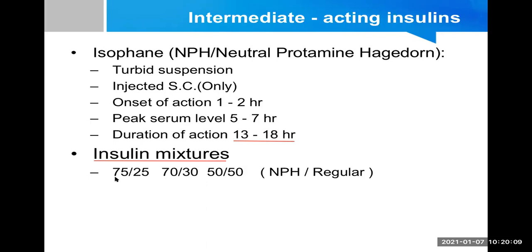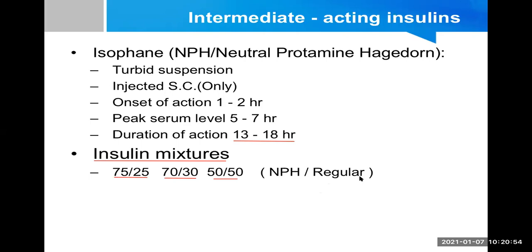A common type of mixture is 75 to 25, 70 to 30, or 50-50. Now see this, the 75 is NPH, or intermediate-acting insulin, and 25 is the regular one. So this is just one way. Some doctors may use 70-30, and some other doctors may use 50-50 also. Now, what is the principle for this? Immediate postprandial rise in blood sugar is controlled by regular insulin, whereas the long-term control is done by intermediate-acting insulin.